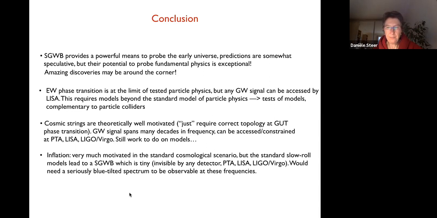And if I'd had a bit more time, I maybe would have said something about inflation, which of course is extremely well motivated in the standard cosmological scenario. But if you do the calculation, it leads to a stochastic gravitational wave background which is absolutely tiny. And so for it to lead to anything observable by pulsar timing, LISA or LIGO, you would need to modify the standard single field slow roll inflationary models. But that's a slightly different subject.